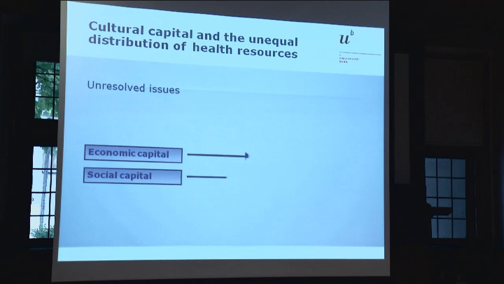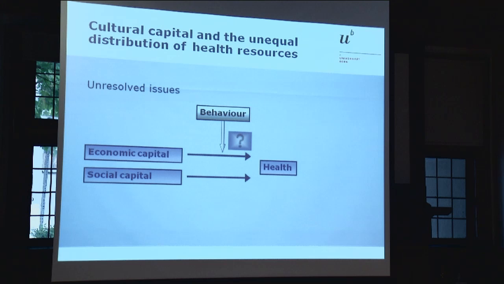So there are at least two unresolved issues when we talk about these types of capital and health. One is, as I just mentioned, that it's not quite clear how behavior and health connect. And on social capital, I would say, and I don't know if Rich agrees, but we can discuss this later, that social structure is not really fully understood when it comes to protecting social capital and health. So this effect of where you are on the social level.